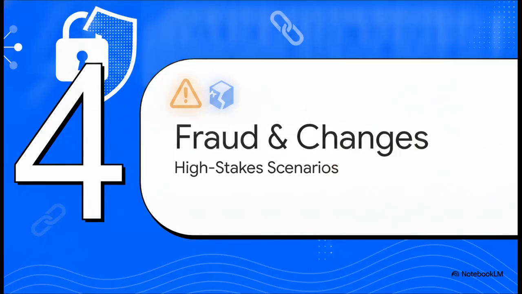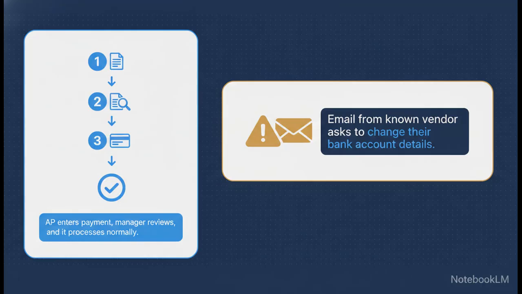Now, let's look at why we need that safety net so badly in Section 4, fraud and vendor changes. These are the high-stakes scenarios. Let's contrast a normal, everyday payment with a really high-stakes situation. In a normal routine, say you owe a software vendor $3,500. AP enters the ACH, a manager reviews it, it pays on the due date. Completely seamless. But then, imagine you get an email.